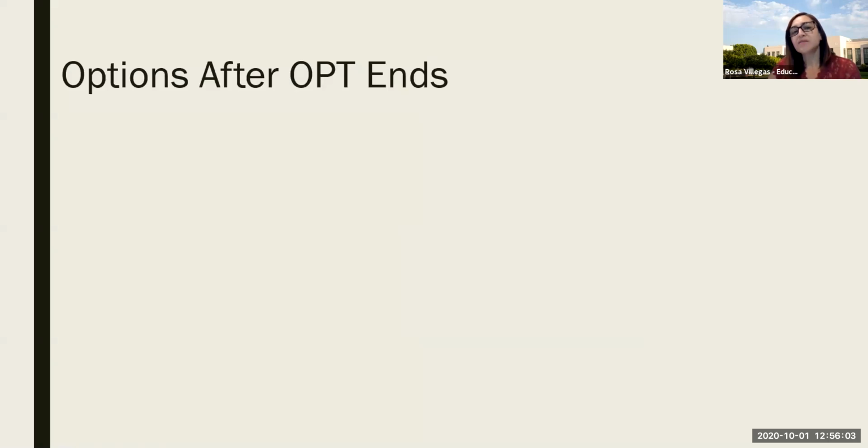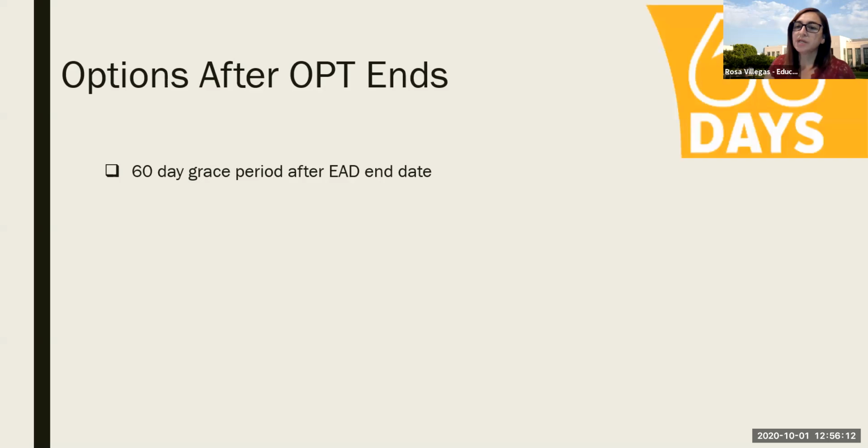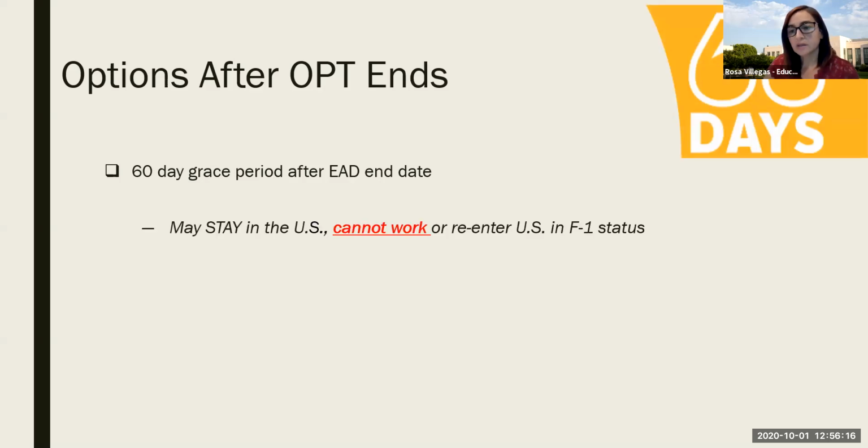And what happens after you finish your OPT? So remember, you're gonna follow the dates on your card. You do have the 60-day grace period. And within that 60 days, you may stay in the US, but you cannot continue working, or you cannot travel outside the US and come back during the grace period. You can travel within the US.